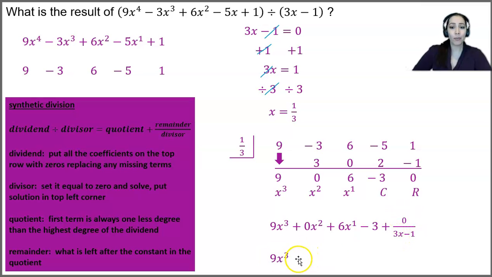So my final answer would be 9x cubed plus 6x minus 3. And this would be our final answer here.